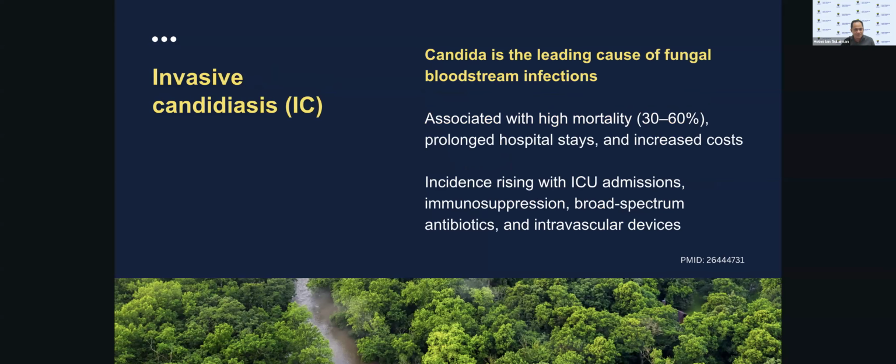So what is IC? IC is invasive candidiasis, where Candida is the leading cause of fungal BSI, or bloodstream infection. As you can see, it is associated with a high mortality rate of up to 60%. The incidence is rising currently because of ICU admission, immunosuppressive agents, as well as the use of broad-spectrum antibiotics. And once a patient is admitted to the ICU, they have intravascular devices that can breach the skin and provide a portal of entry for Candida to enter the bloodstream.